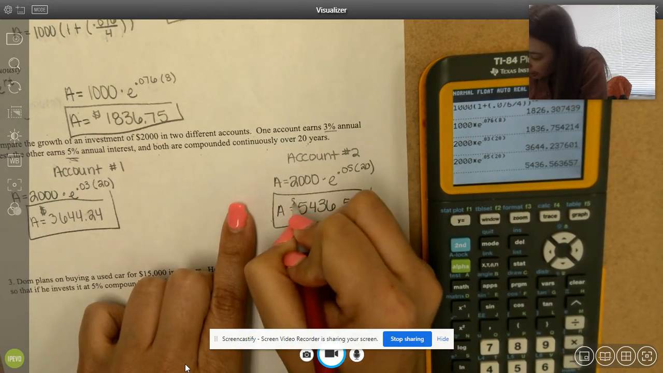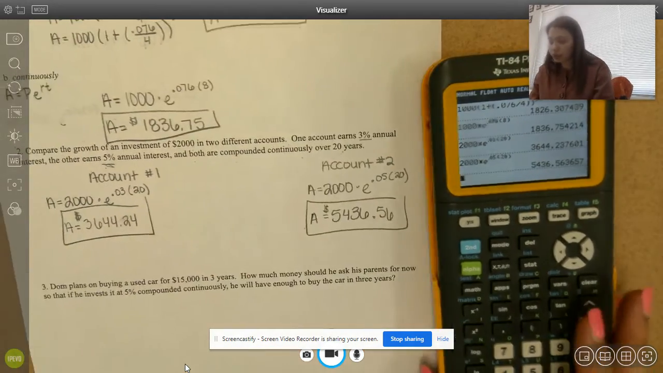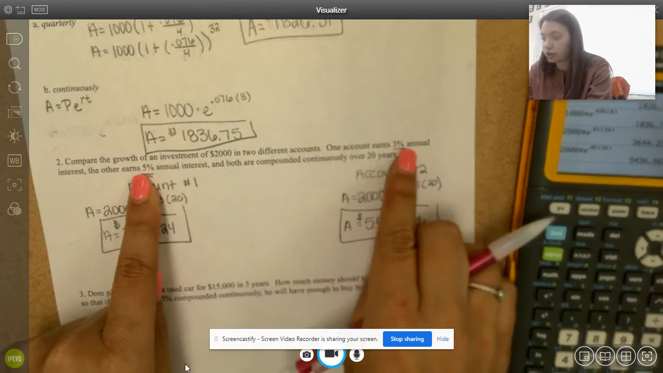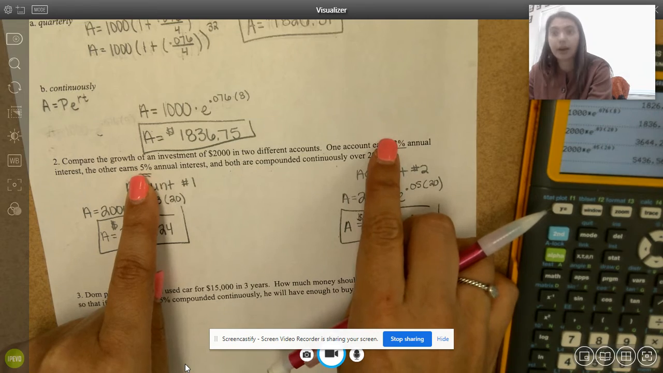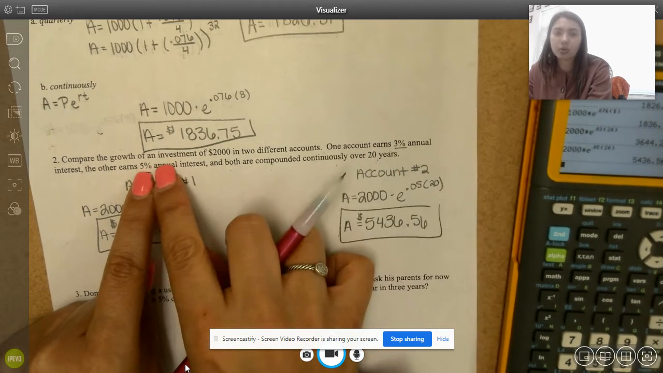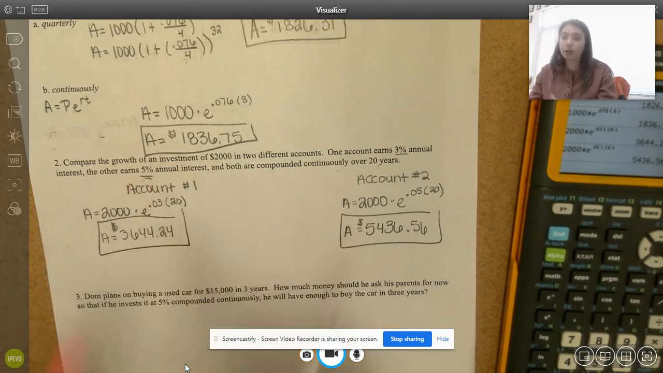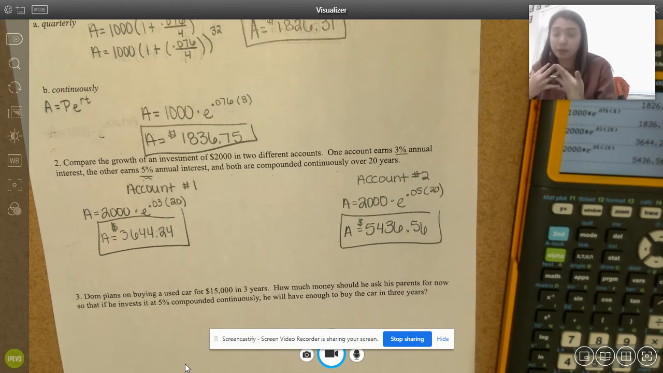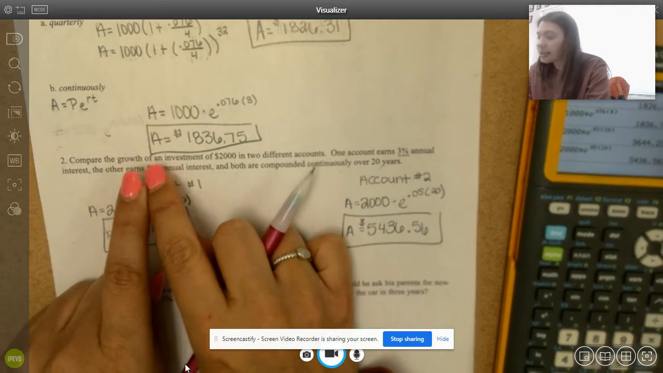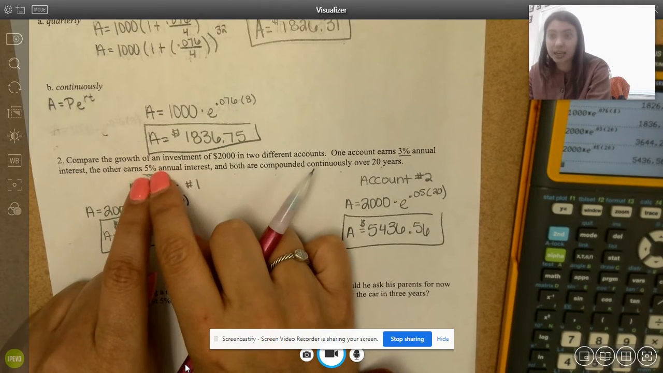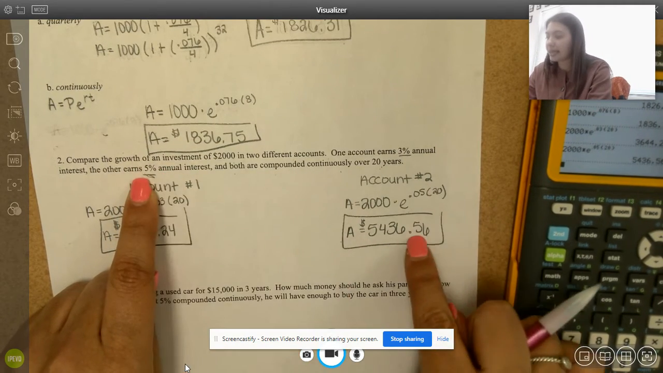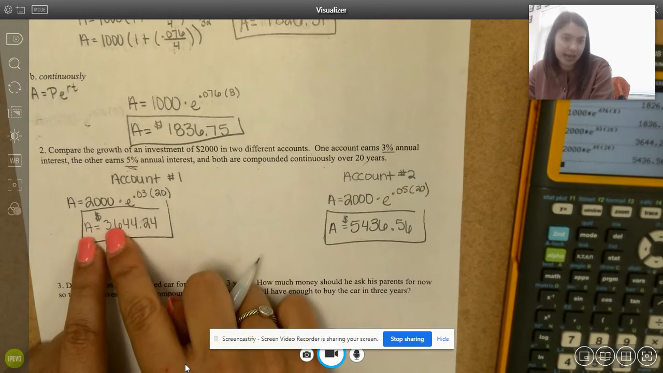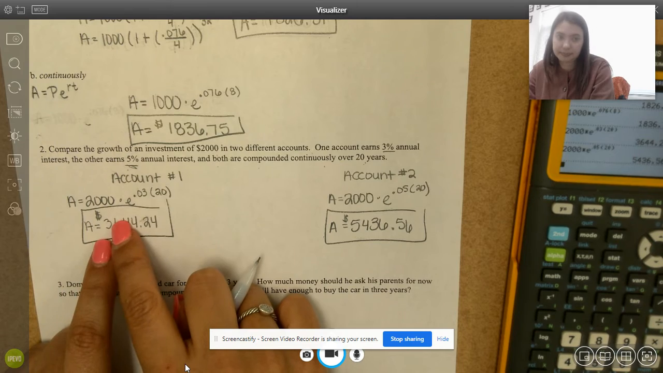$5,436.56. So as you can see, account number two, because it earns 5% interest, 5% is 2% more than 3%, right? We know that. So because our annual interest is more, even though they're both being compounded continuously, constantly, all the time for 20 years, because account number two had a 5% annual interest rate, it only makes sense that account number two has more money than account number one.